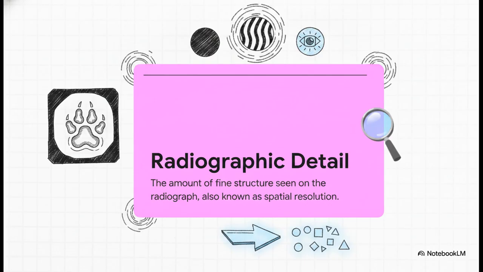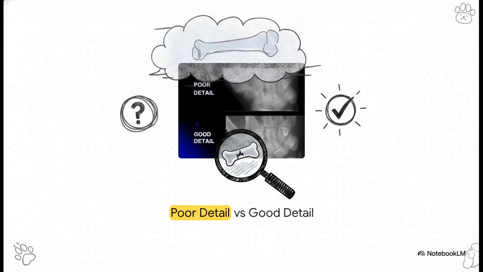And this detail, it isn't just magic. It's strictly controlled by 3 key factors: radiographic density, contrast, and overall geometric sharpness. When all 3 of those align perfectly, you get a beautiful, highly readable image. Just look at the difference here. This brilliantly illustrates what we're aiming for.